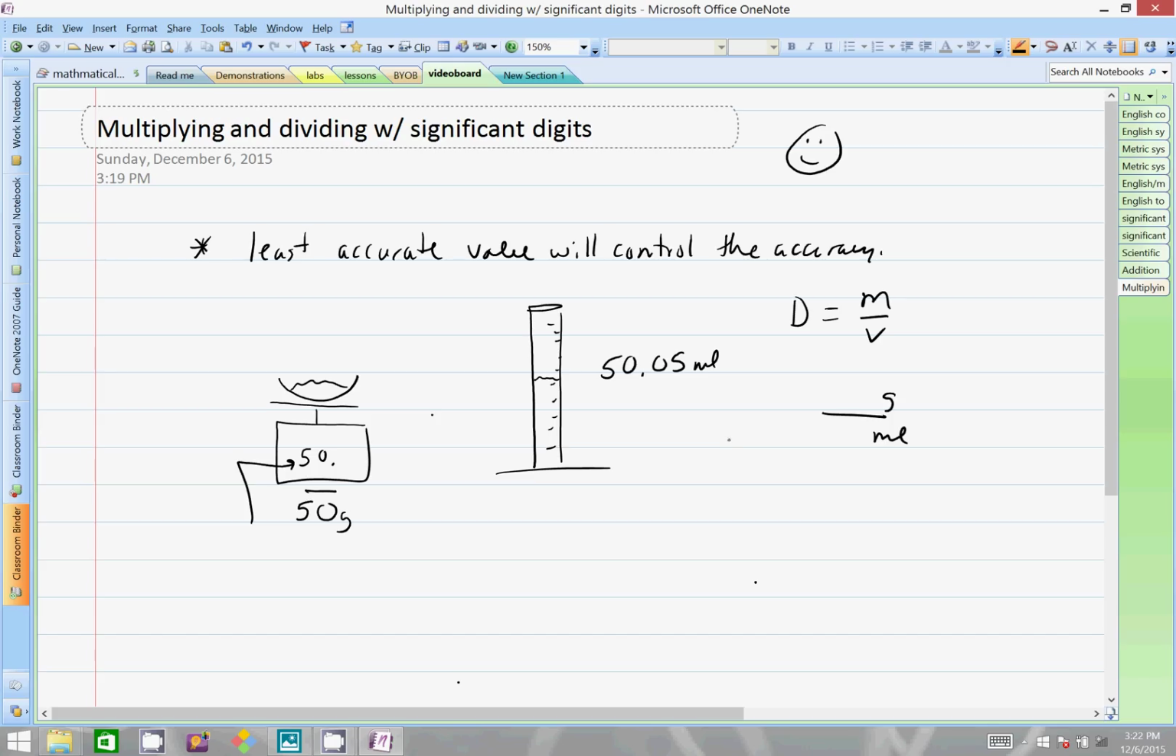And I would take 50 with two significant digits, that's my grams, and divide it by 50.05. Now, because this number only has two sig figs and this number has 4, all this nice little measurement here gets washed away. I want my answer to have only two significant figures.